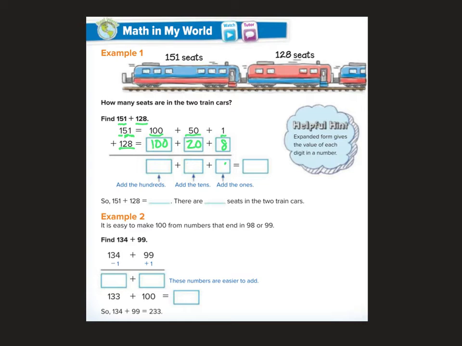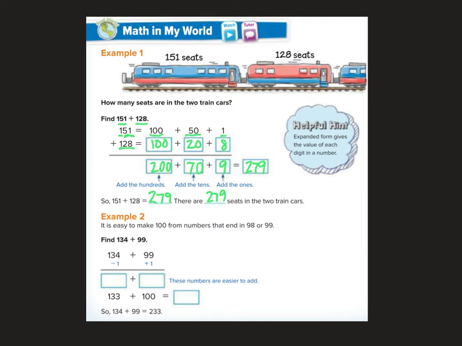1 plus 8 is 9. 50 plus 20 is 70. 100 plus 100 is 200. So if I put that together, 200 plus 70 plus 9 is 279. So 151 plus 128 is 279. There are 279 seats in the two train cars. Now let's look at another one.